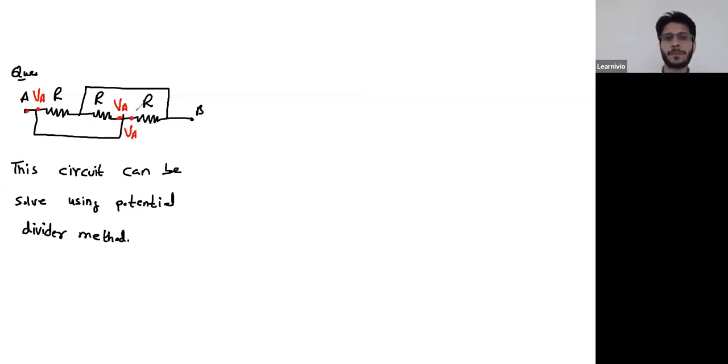This is VA, connected by the same wire. Let's call this point VB. If this is VB, then I can call this VB. So this is my resistor number 1, this is my resistor number 2, and this is my resistor number 3.